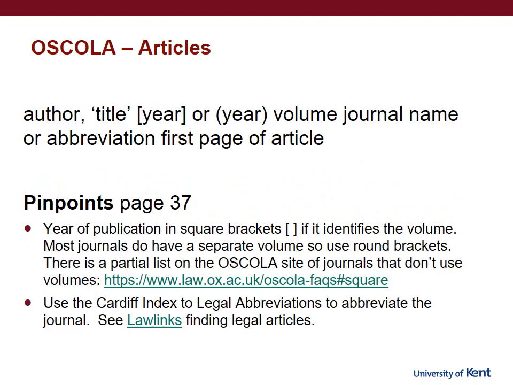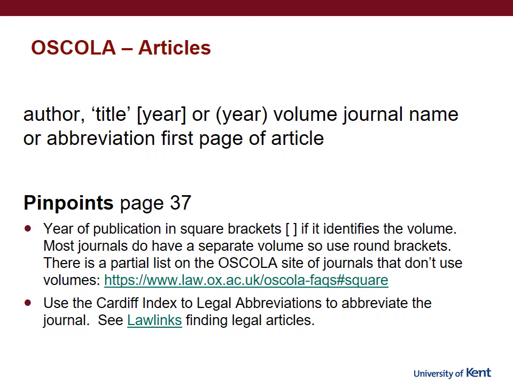Okay, so moving on to looking at articles. Again, starting with the author details, followed by the title in quotation marks, and then the year of publication, which could be in square brackets. You should put it in square brackets if it identifies the actual volume, but most journals do have a separate volume, so use round brackets if that's the case, followed by the journal name or abbreviation and the first page of the article.